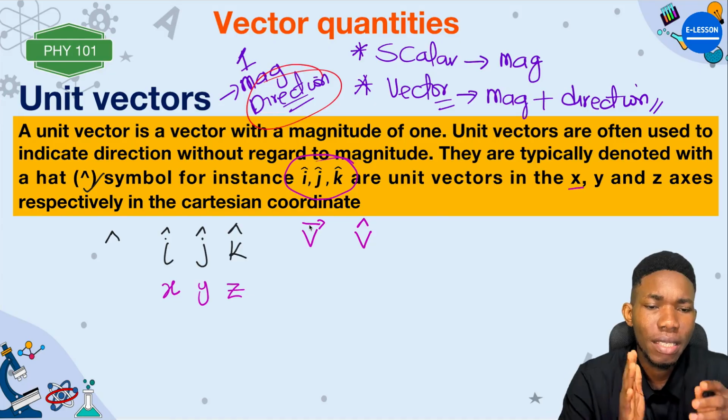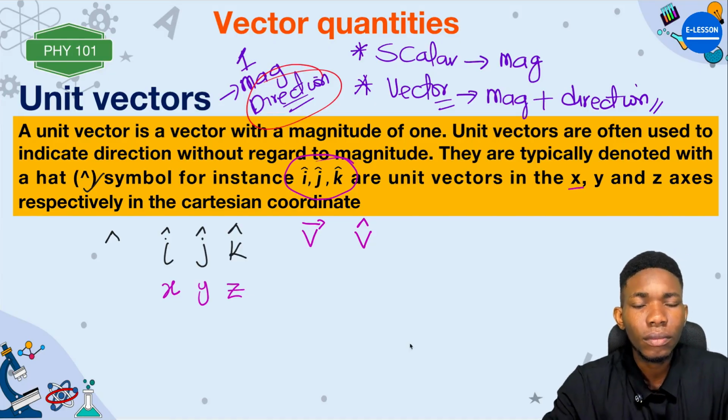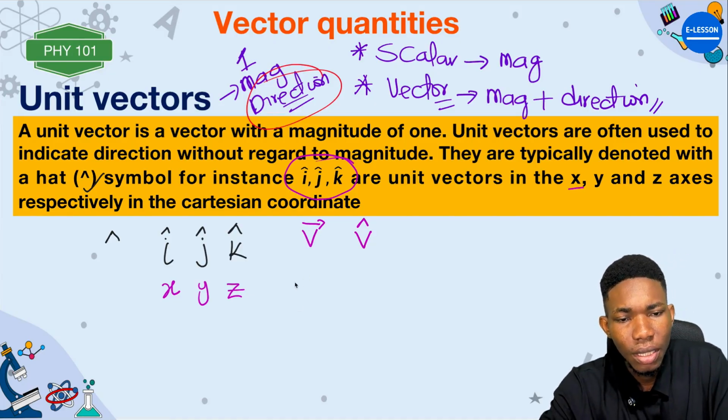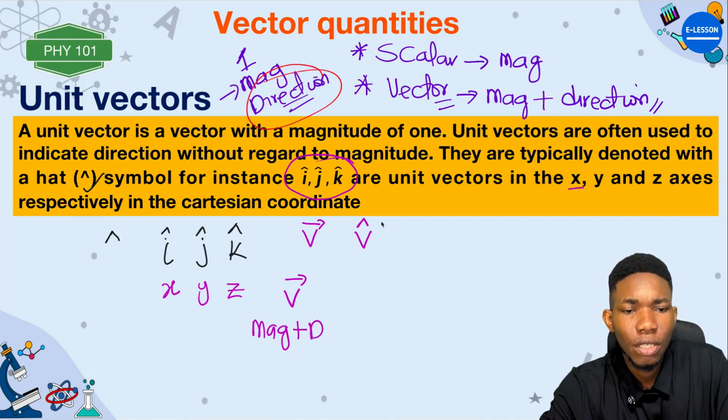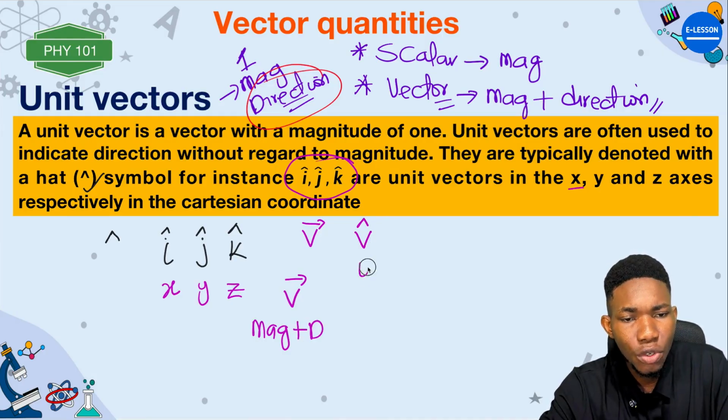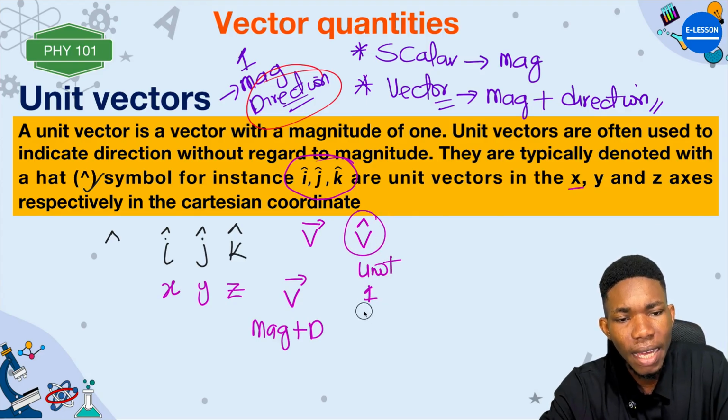Now, let me make it easy for you to understand. You have a vector v. This is a vector v. Now, this vector has magnitude plus direction. You have another vector here. This one also has magnitude and direction, but this is a unit vector. So the magnitude of this one is 1. So the only thing that this particular vector will specify is what? The direction.